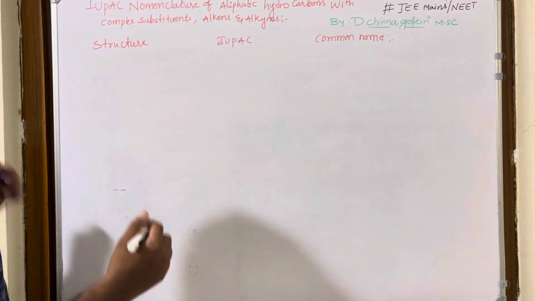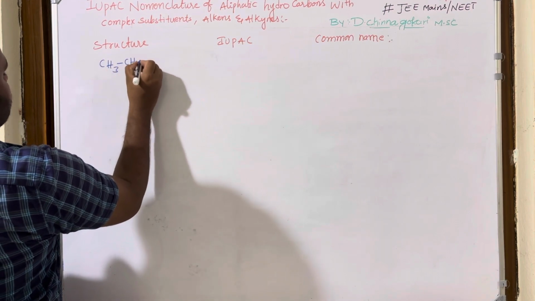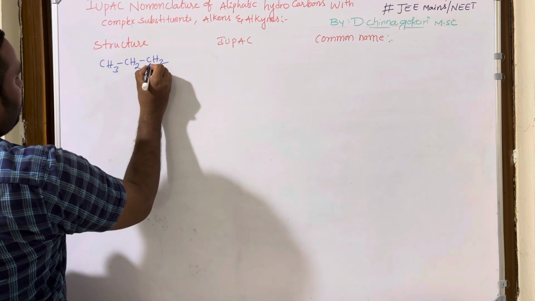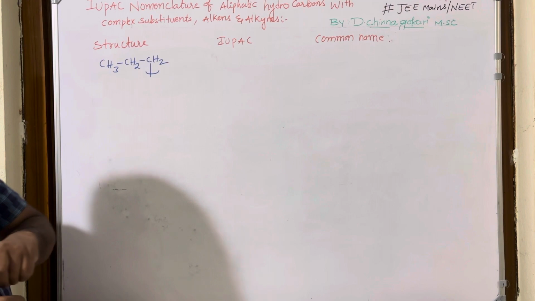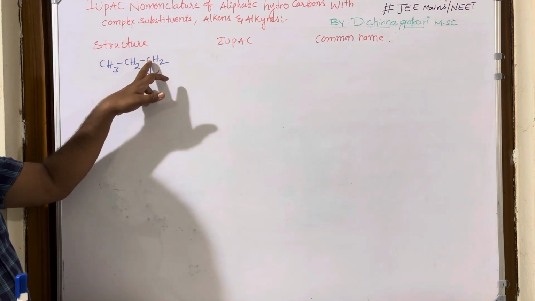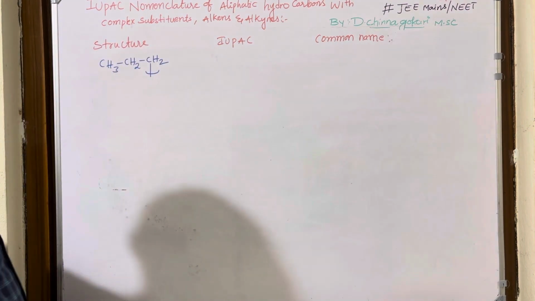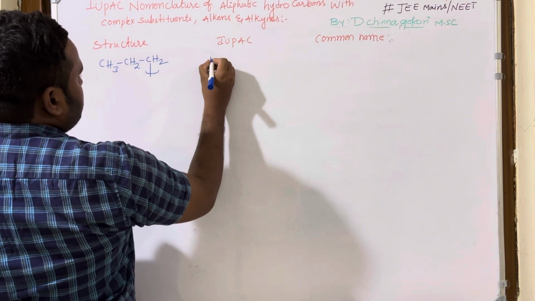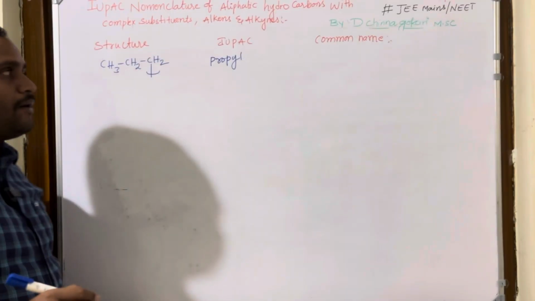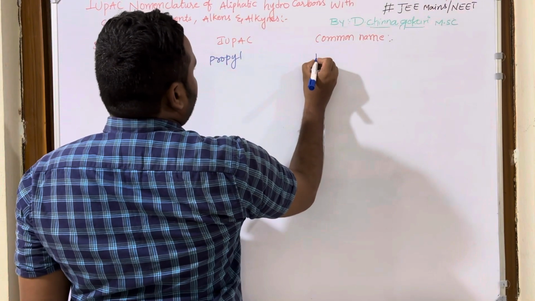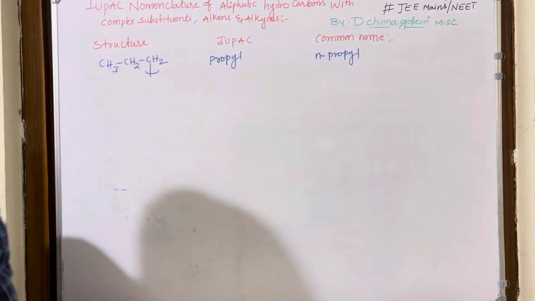First, CH3, CH2, CH2. Now this carbon is connected to the longest carbon chain. So now simply what is the IUPAC name here? Three carbons are there. The terminal carbon only is connected to the longest carbon chain. So IUPAC name generally we use as the propyl. And what is the common name here? That is N-propyl. N-propyl is the common name.